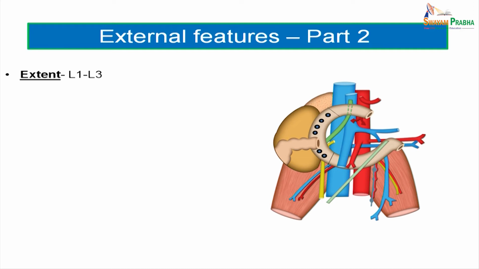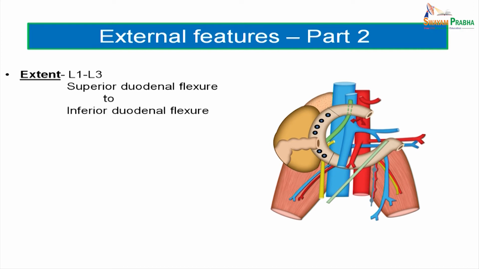So, this is the vertical part of the duodenum. Here we see the dotted area where it extends. It extends from L1 to L3, from the superior duodenal flexure to the inferior duodenal flexure. So, the superior duodenal flexure is present at L1 and the inferior duodenal flexure is present at L3.